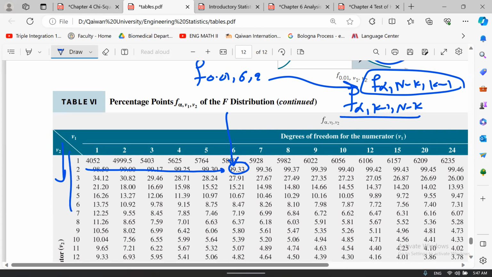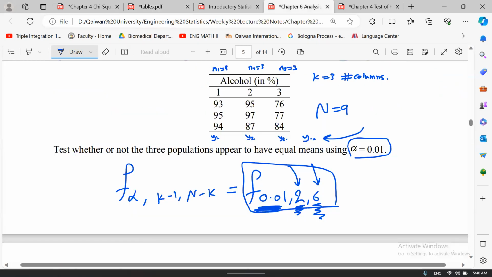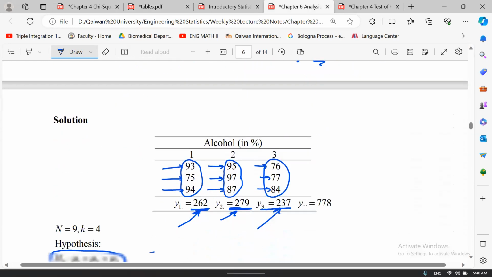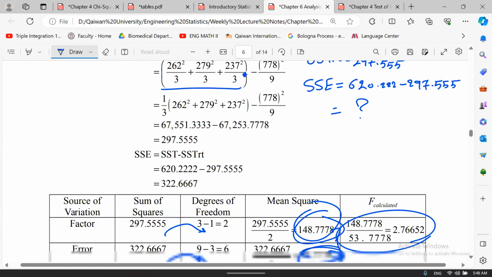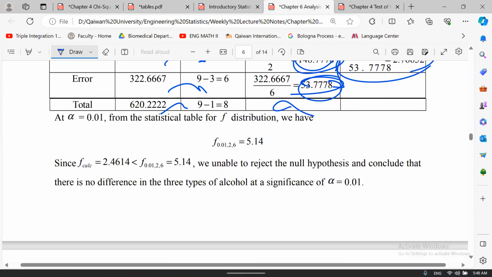So we get 10.92. Means the F value from the table is 10.92. This is F from the table.